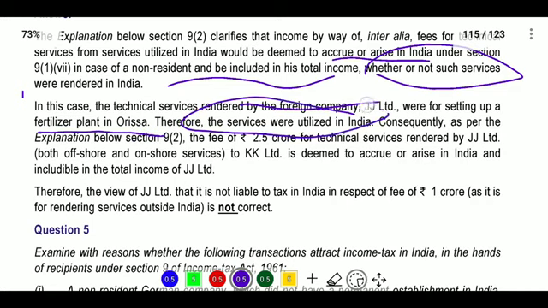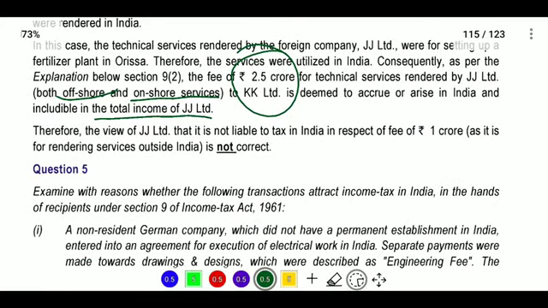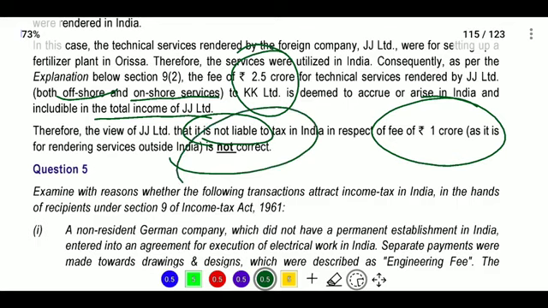Whatever the services were utilized in India, consequently, as per the fee charged, 2.5 crores for technical services rendered by JJ Limited, both offshore and onshore services to KK Limited, is deemed to accrue or arise in India and included in total income of JJ Limited. Therefore, the view of JJ Limited that it is not liable to tax in India in respect of 1 crore, as it is rendered outside India, is not correct.